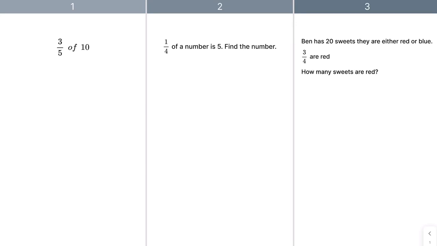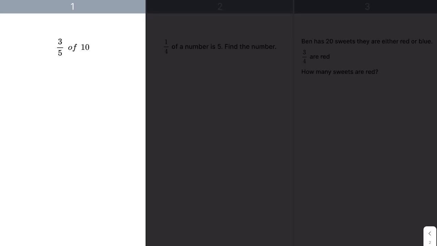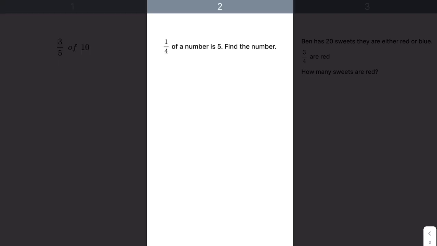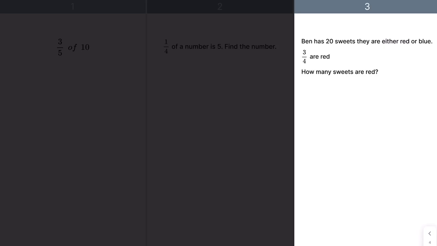Fractions of an amount is what we're going to look at in this video. It's split into 3 parts. We're first going to start by looking at examples like this. We are then going to move on to looking at examples like this, where we have to work backwards to find the original number. We are then going to look at worded examples like this one here.